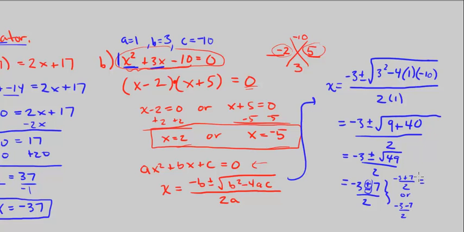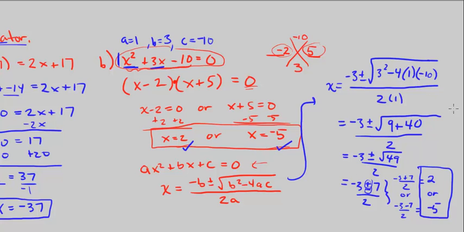Negative 3 plus 7 is 4. 4 divided by 2 is 2. Or negative 3 minus 7 is negative 10. Negative 10 divided by 2 is negative 5. So here we get x equals 2 or negative 5. And that's the same thing we got when we did it with factoring, right? x equals 2 or negative 5.